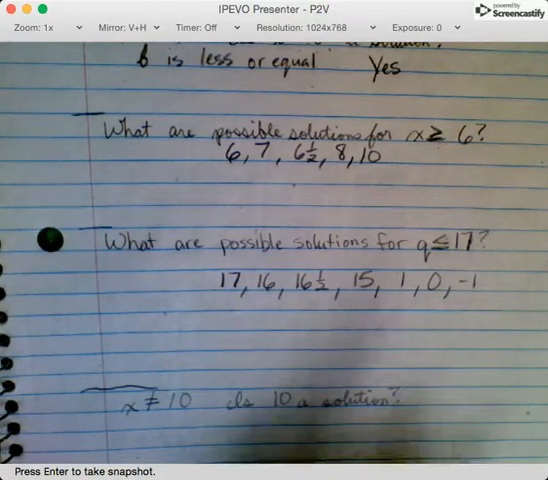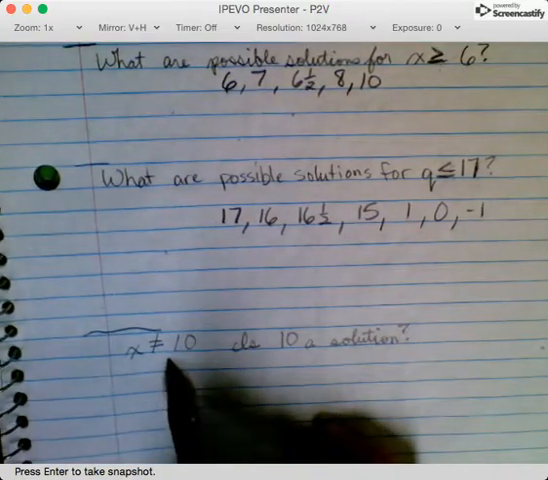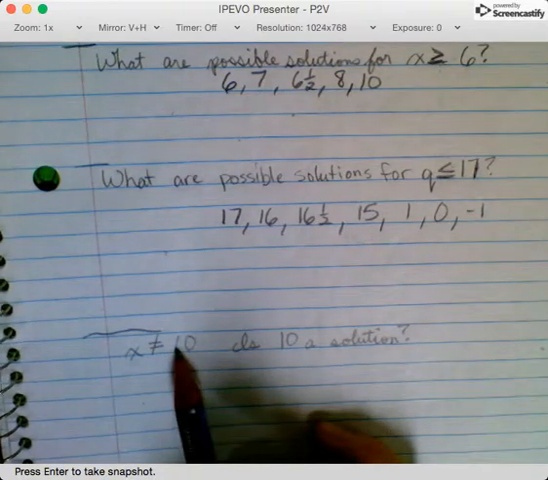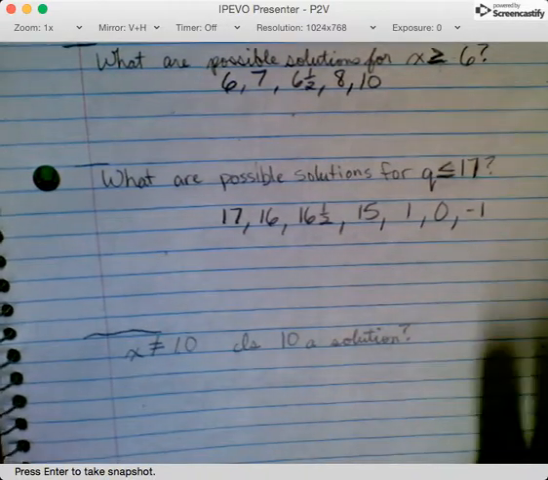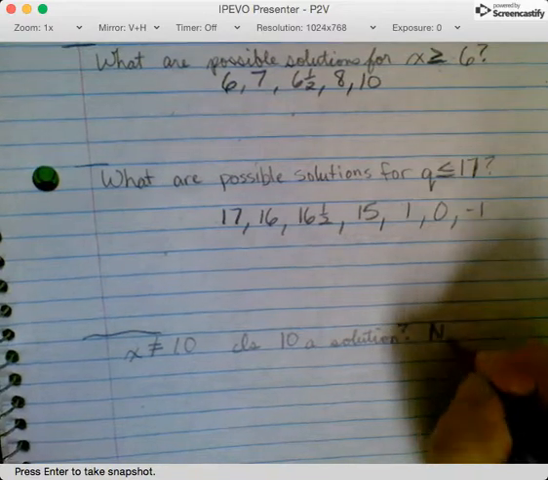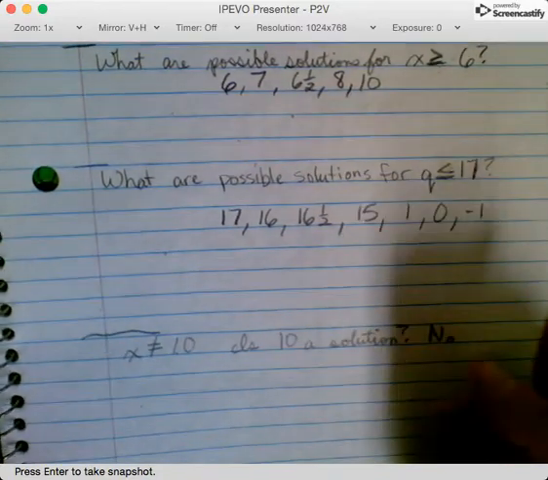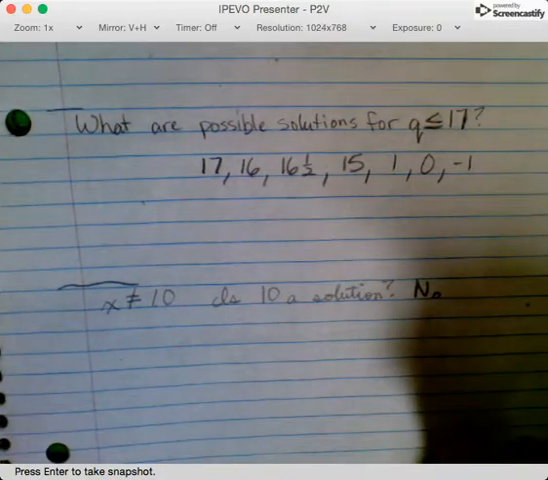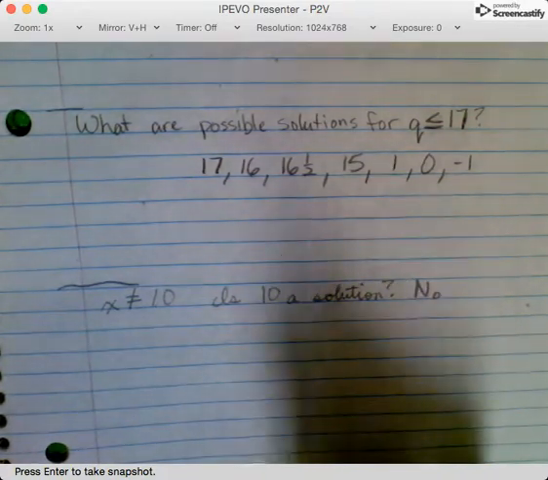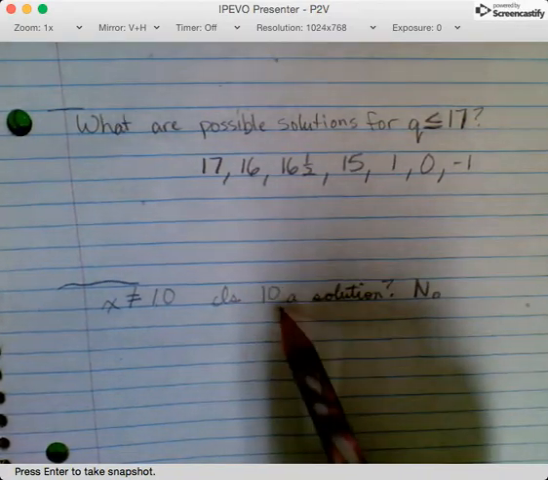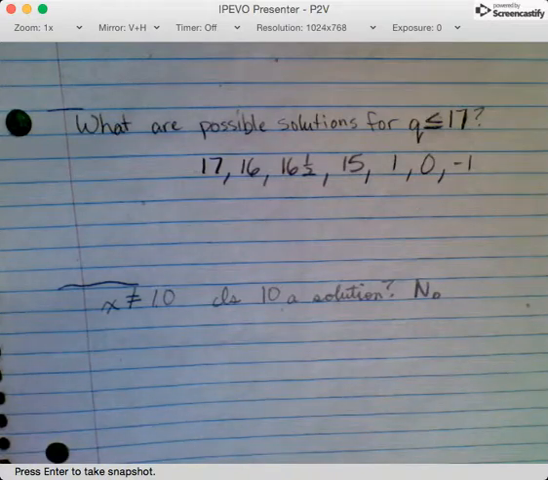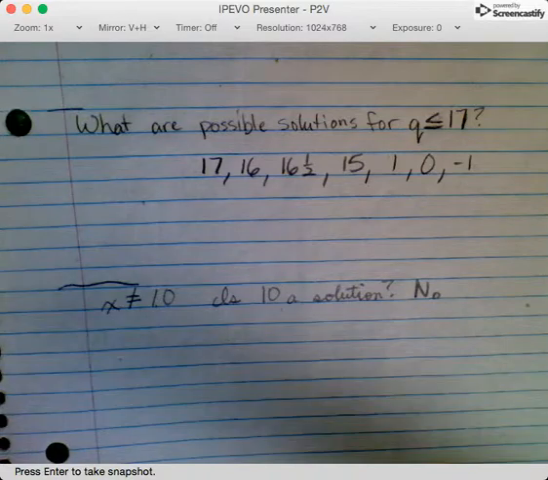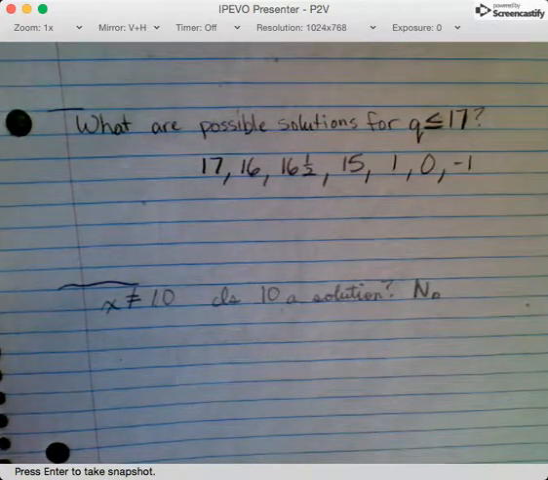And x, with the sign not equal to 10. Is 10 a solution? No. Something that could be a solution is any number other than 10. So 1 could be a possible solution, 2 could be a possible solution, but 10 is one that we know cannot be a solution. That's just a basic example of that.